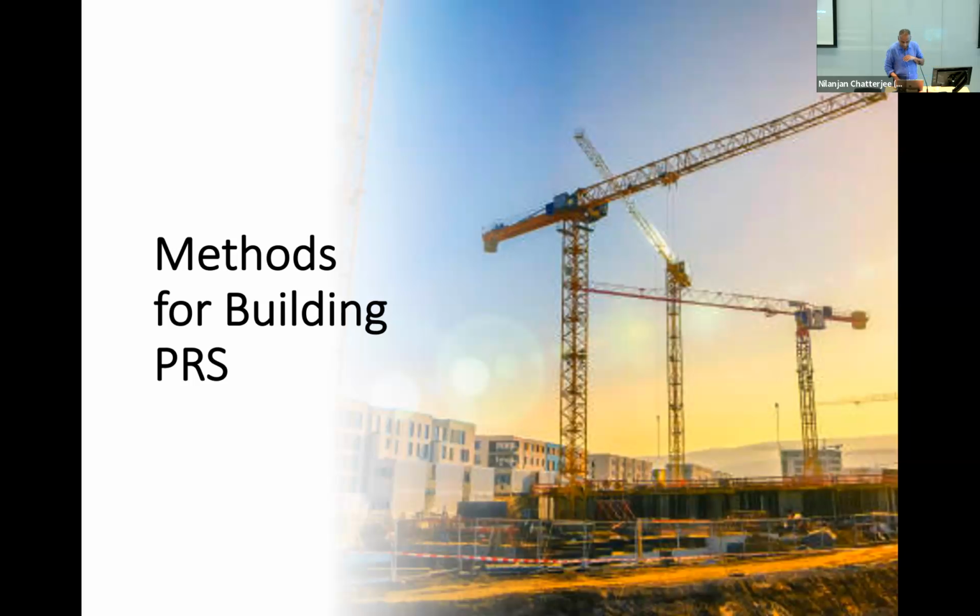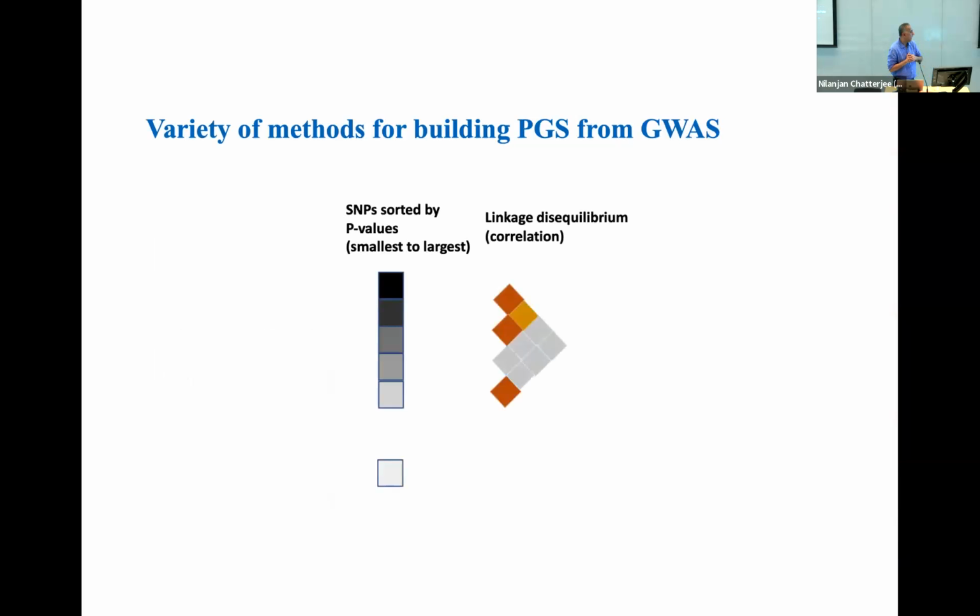So I talked about some simple algorithms. A lot of work has gone on in this space, and a very simple description is that a lot of those methods are based on summary statistics. If you have summary statistics on millions of SNPs from a particular study, you can order the SNPs from the smallest p-value to the largest p-value. That's the left-hand side of what I'm showing. On the right-hand side is a plot of linkage disequilibrium, which is basically the nature of the correlation between the SNPs.